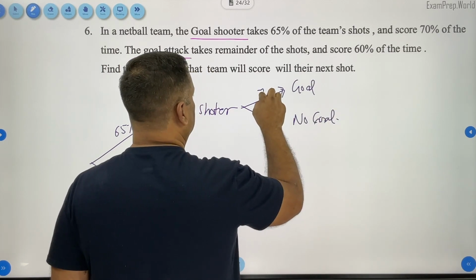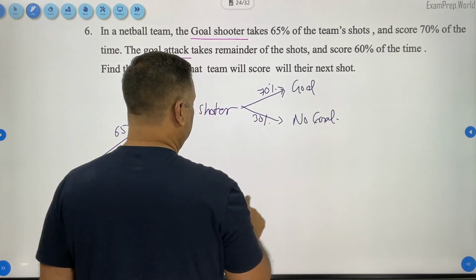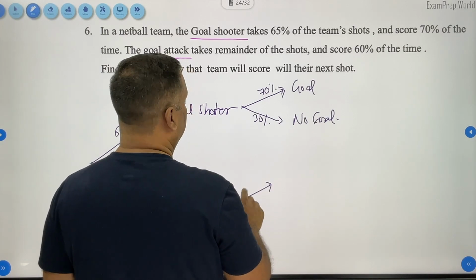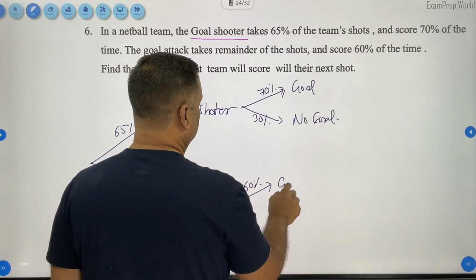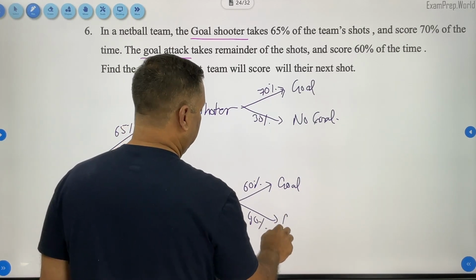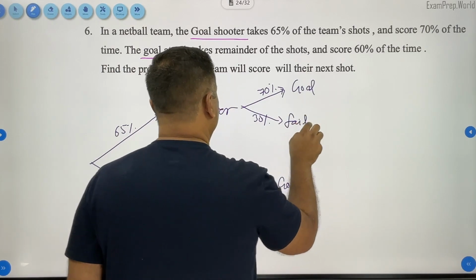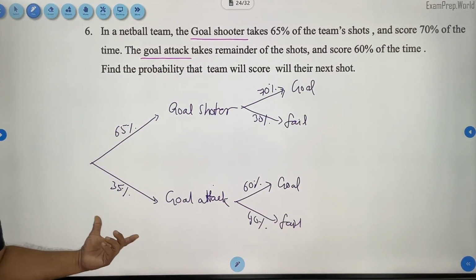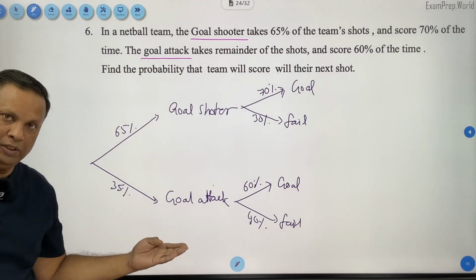So 70%, this is 30%, and when the goal attack is shooting, they do 60% success and 40% fail. So I'll write here fail. Success, fail. Now this is the tree diagram. Copy this. I hope you read the question and see if this is right.